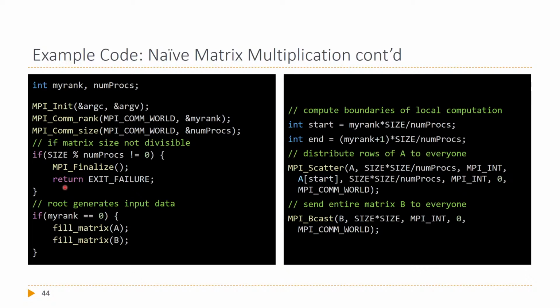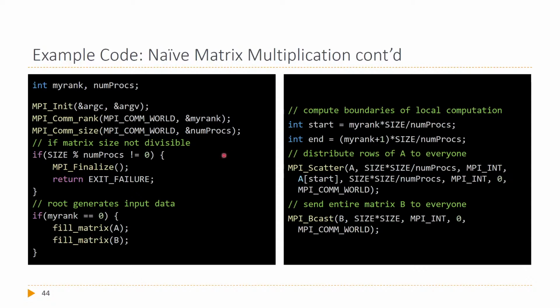In this case, if the number of processors does not evenly divide, or integer divide, the size of the matrix, I just fail because it's more complicated to do it that way. You probably know what this means. And we just generate some initial data on root. It could be random data, could be some identity matrix, whatever.